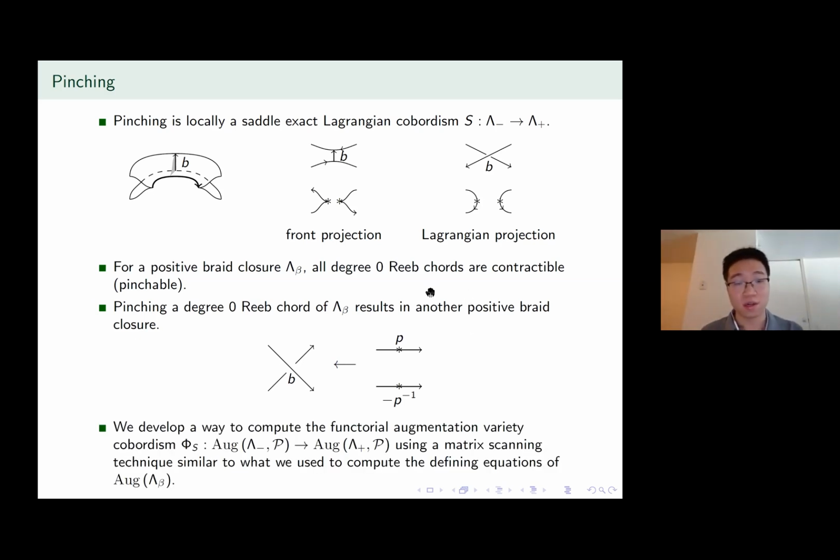Okay, so we actually developed in this project a way to compute this functorial augmentation variety cobordism using some sort of matrix scanning technique. It's too complicated to present here. It's similar to what we did when we computed the partial of degree 1 ripcords. So it's a similar technique. We actually can use that to compute the cobordism homomorphism as well.